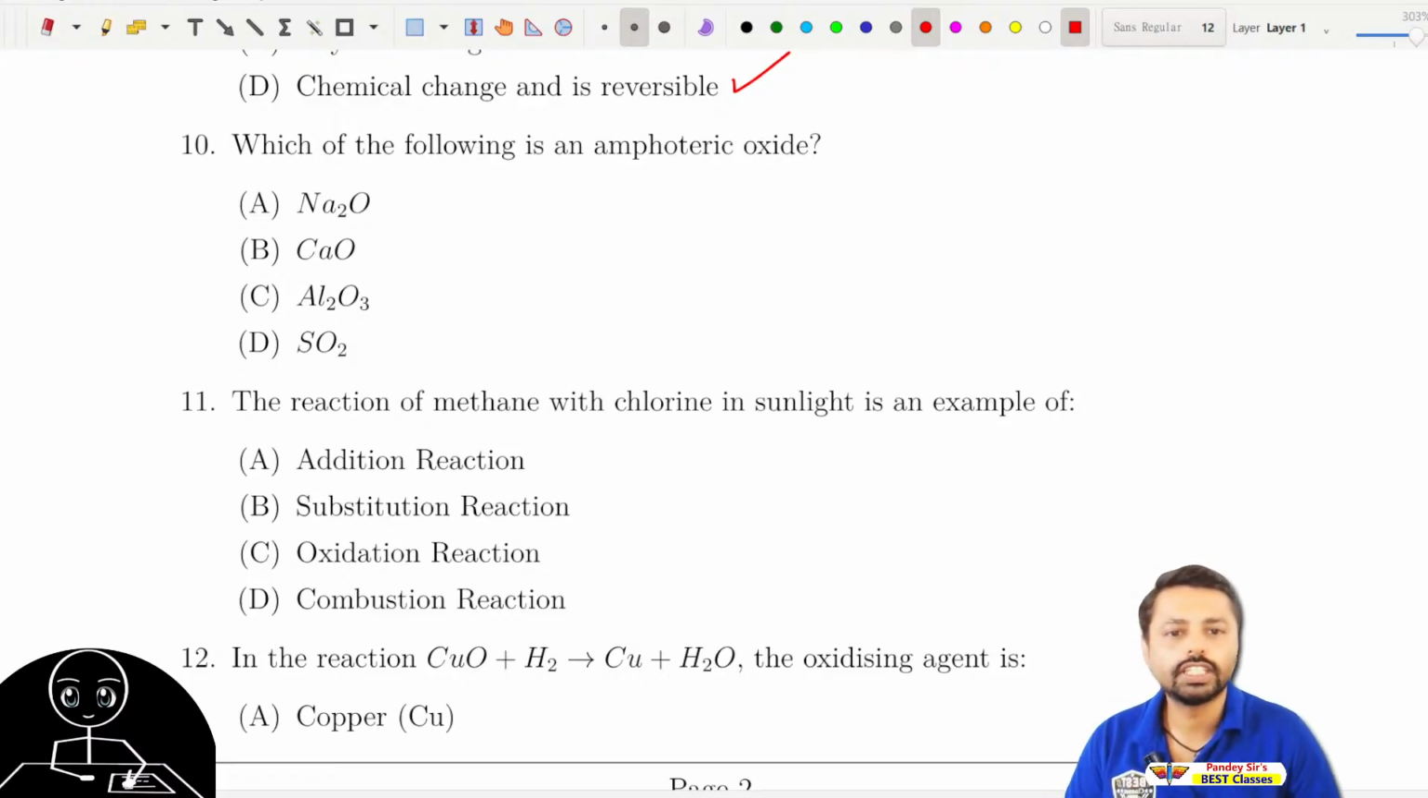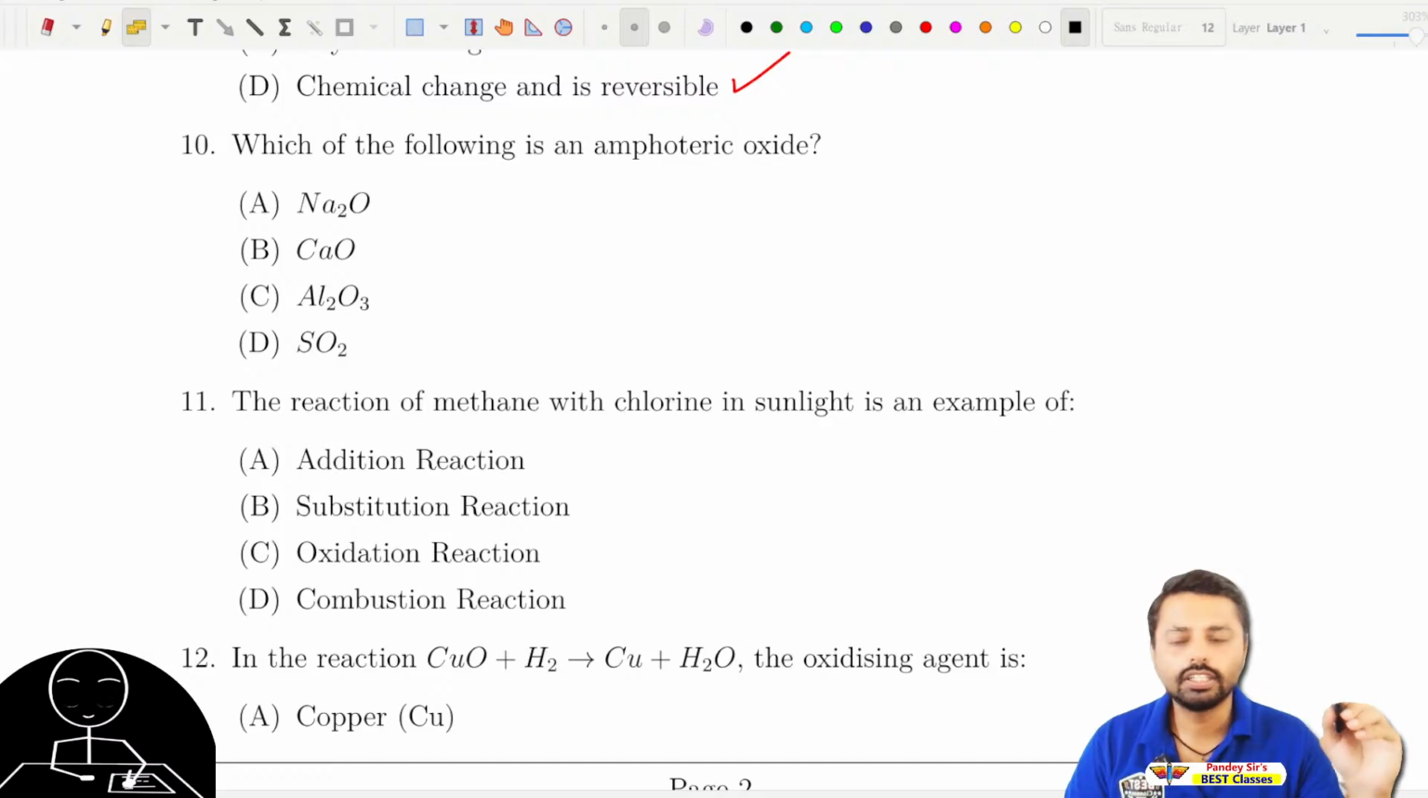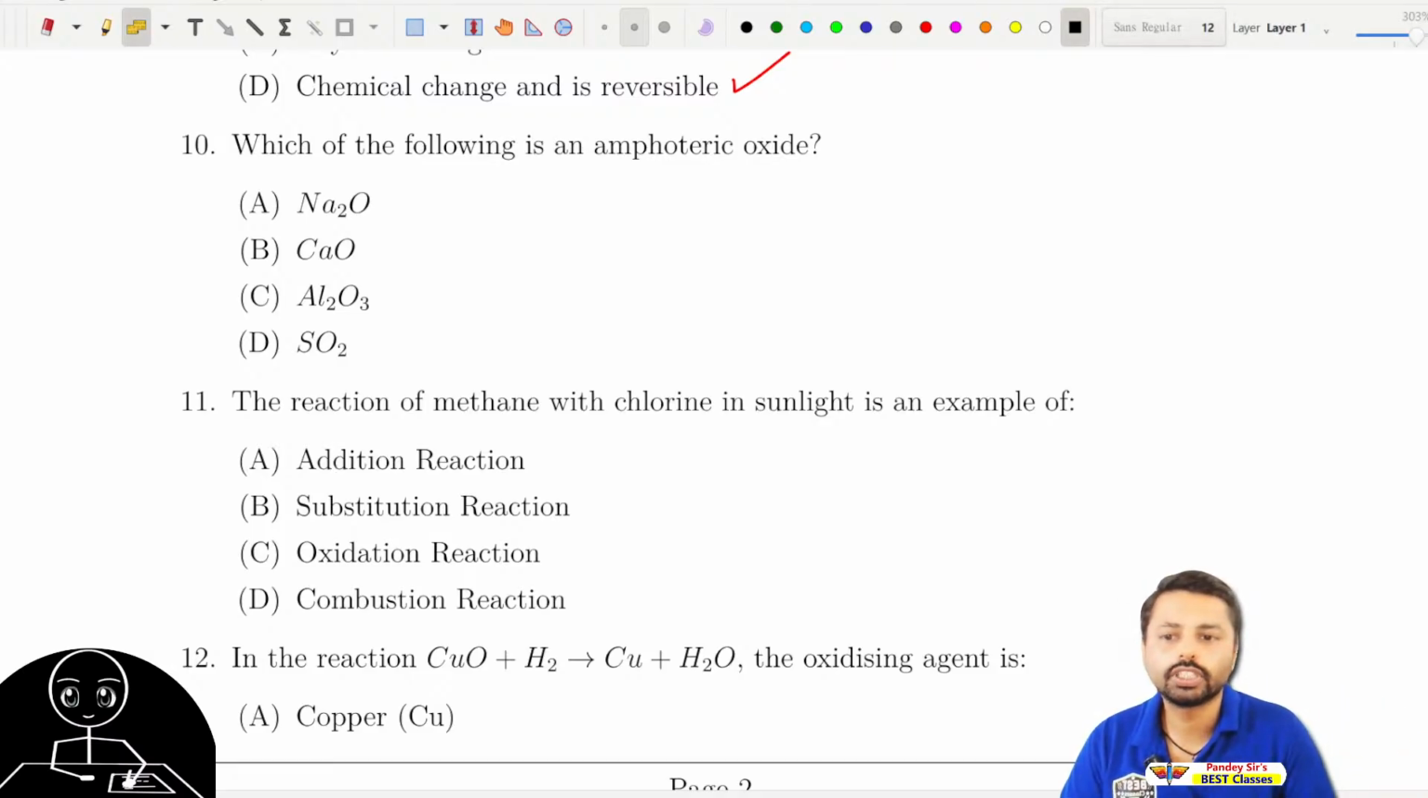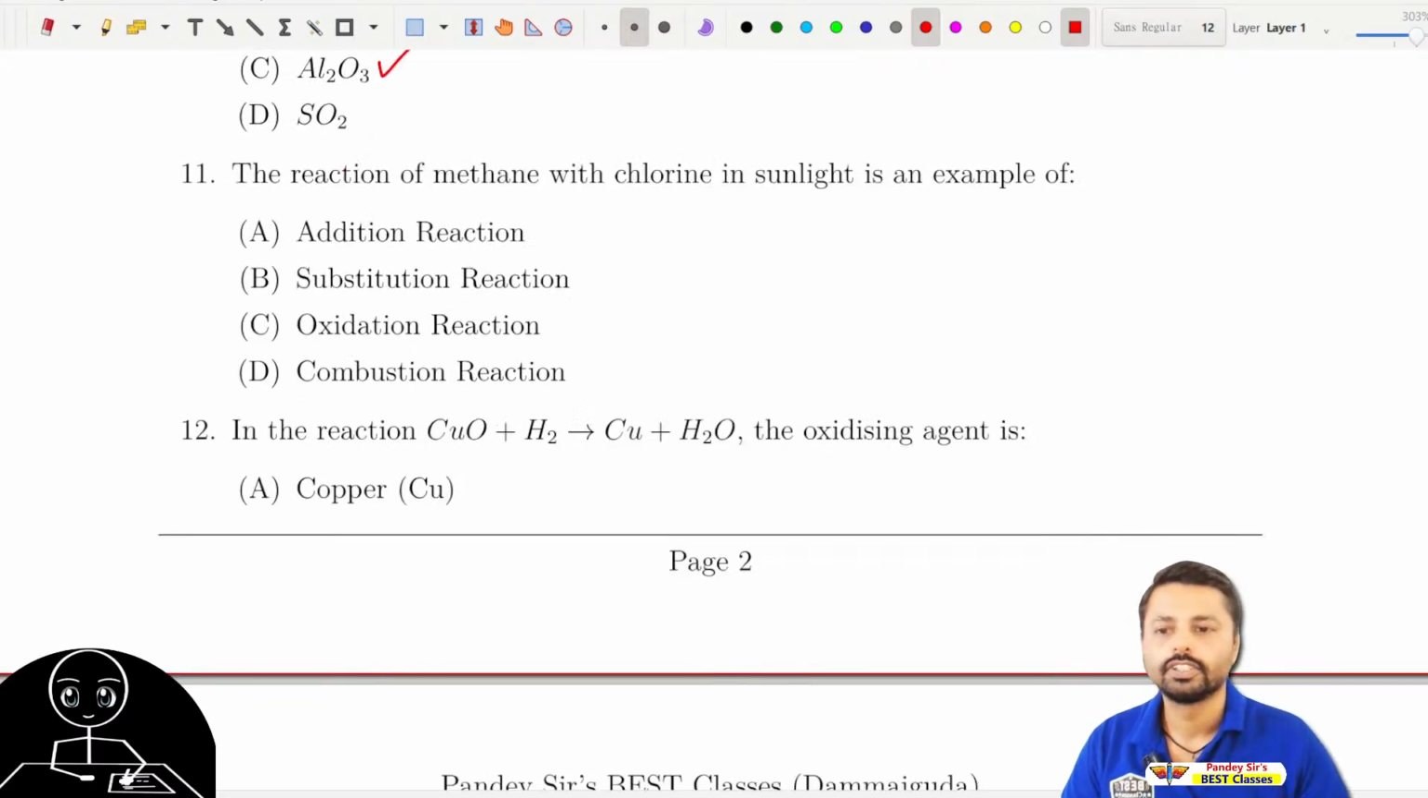Which of the following is an amphoteric oxide? Within a second, you must be able to answer. So time starts now and finish. So an amphoteric oxide generally contains aluminium. So the correct answer is aluminium, Al2O3.